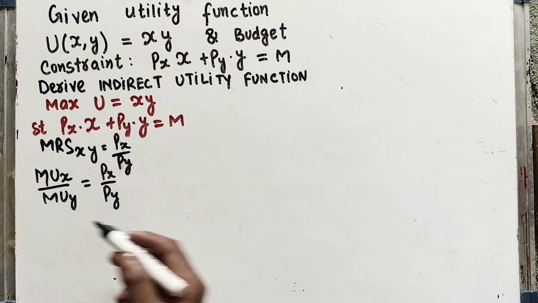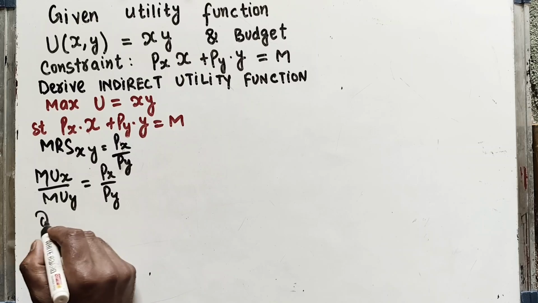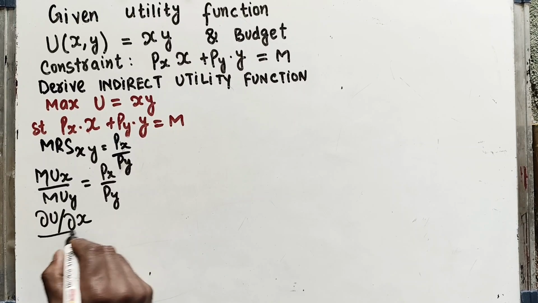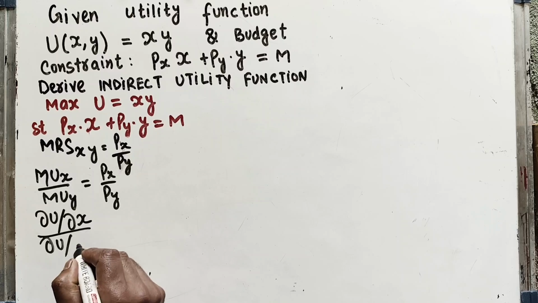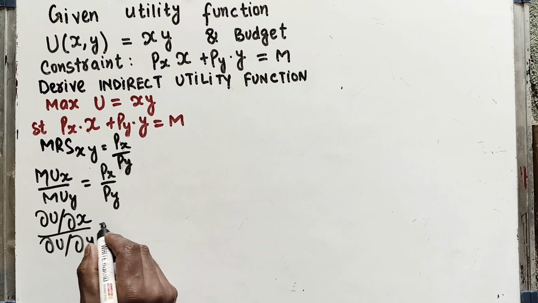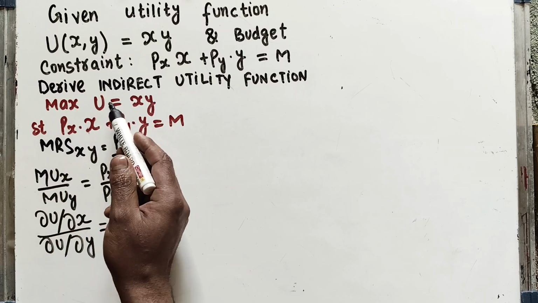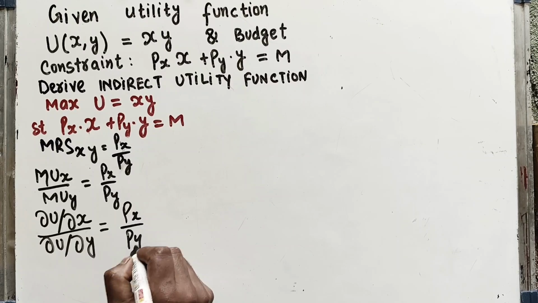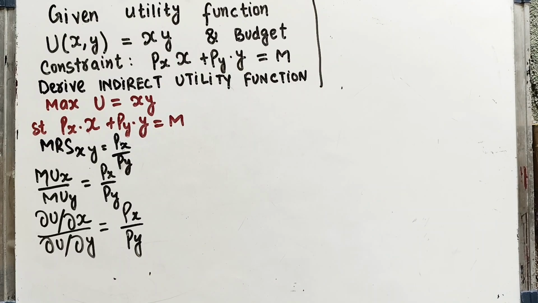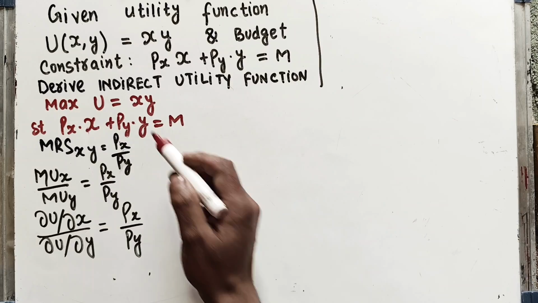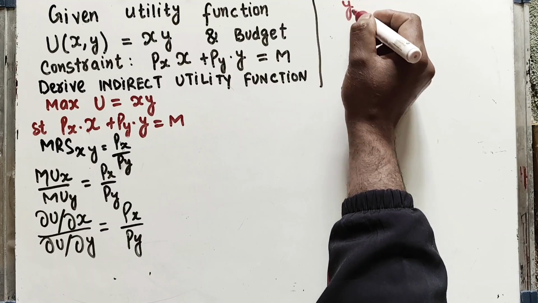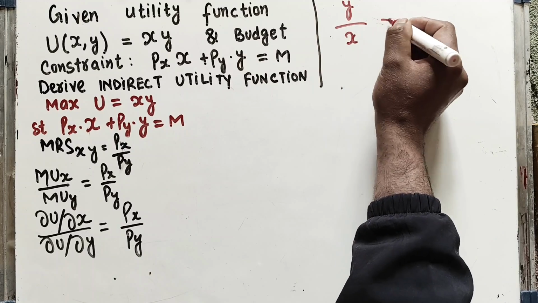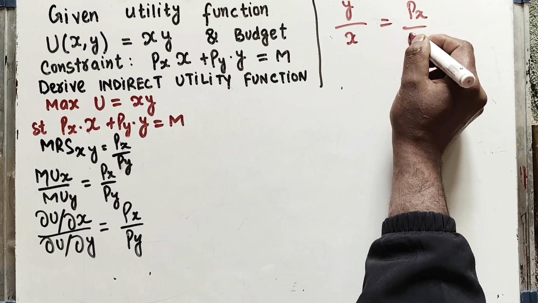that we are supposed to find out first. Okay, so MUx is the partial derivative, the change in the utility due to the change in the units of good x consumed, and MUy means the change in the utility due to the change in the units of good y consumed. That is, the partial derivatives of the utility function with respect to x and y should be equal to the price ratios. So taking partial with respect to x gives us y first, and similarly taking partial with respect to y gives us x, should be equal to price of x upon price of y.